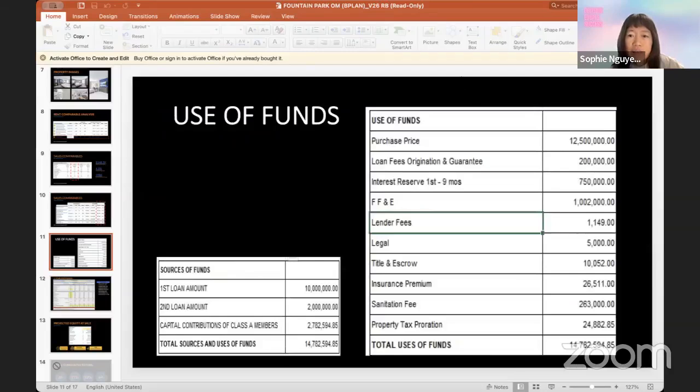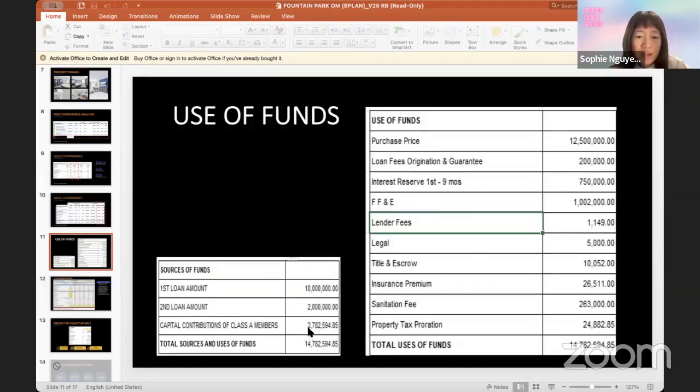And then, oh, okay. The purchase price is here. It's 12.5 million. So they bought at 12.5 million. It's a little more than 125K a unit, right? Because 94 units. Correct. Yeah. Property tax is 25,000. They're going to get a first loan of 10 million, and then a second loan of 2 million. And this is the amount that they're looking for.